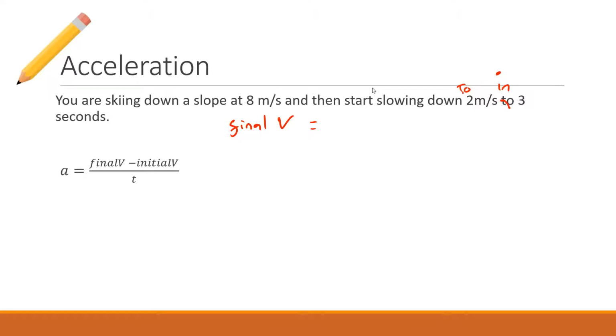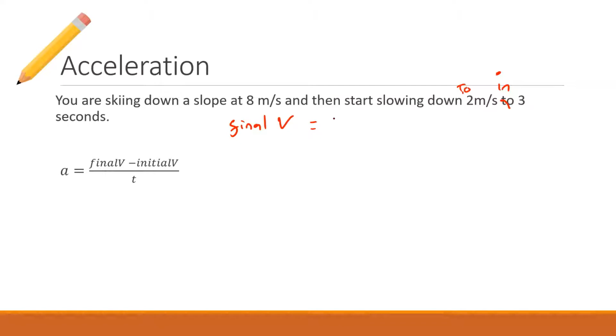Okay. Well, look, at the start, you were going 8. At the end, you were going 2. So what's the final speed? The end speed? 2. What's our initial speed? What's our starting off speed? 8 meters per second. Yeah. Now, how long did it take us to change speeds?